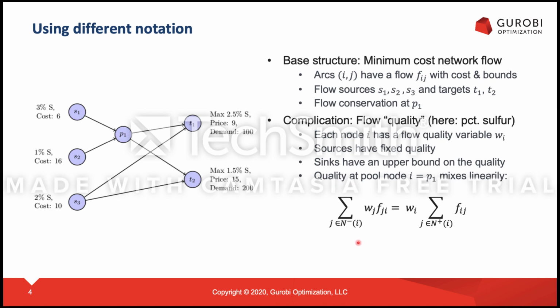So at P1 we have a quality of flow constraint that says if I go over the incoming flow for each j in the incoming node set, I get the weighted quality by the incoming flow rate, and this must match the quality of node i, in this case P1, times the sum of the flows. So this means nothing else but what I just explained. It is a linear mixture of the flow qualities.